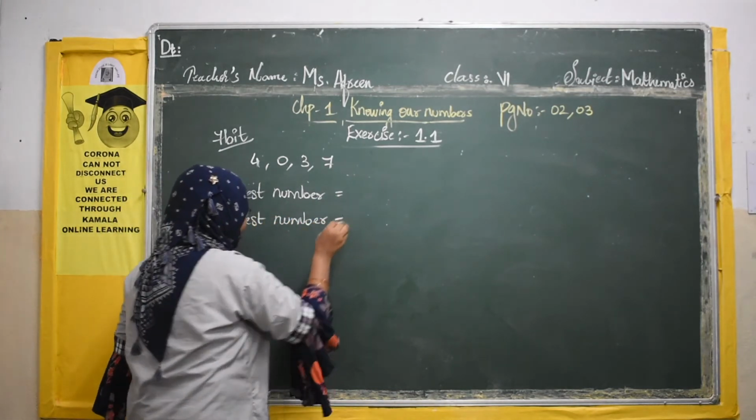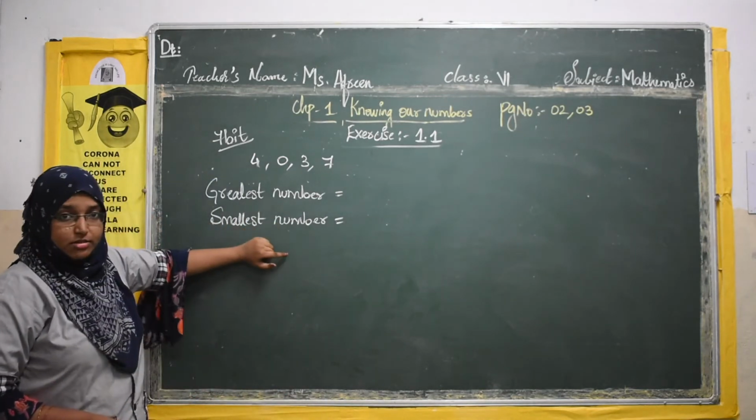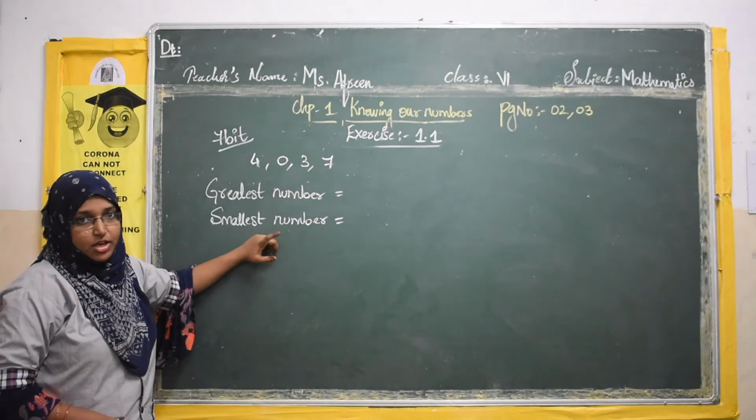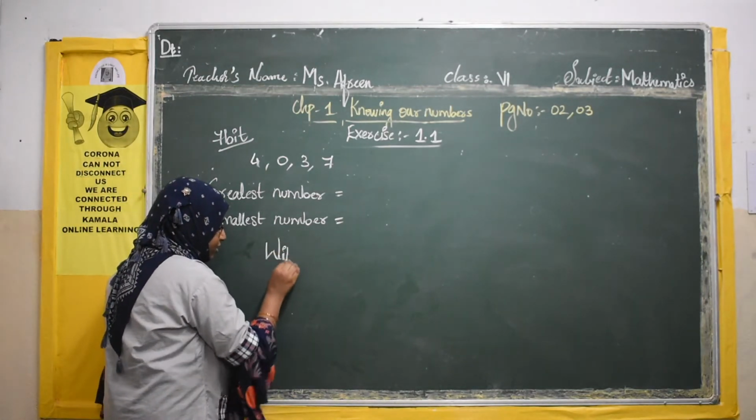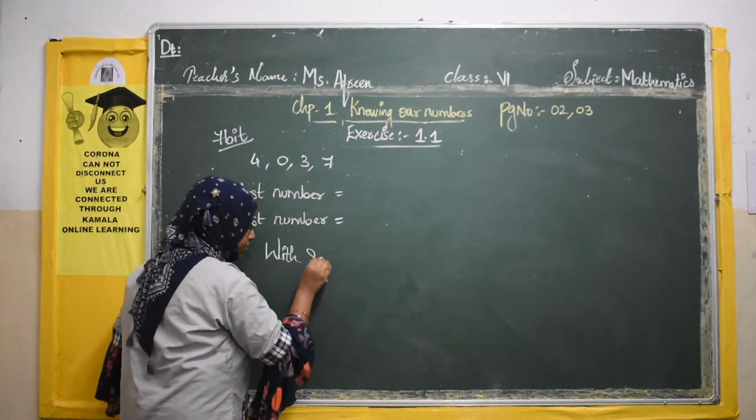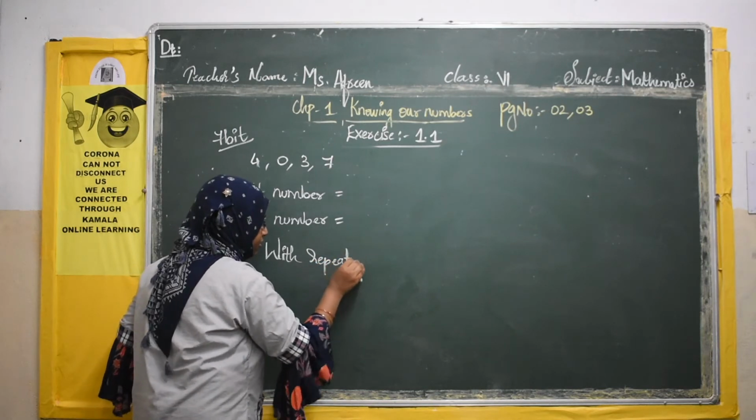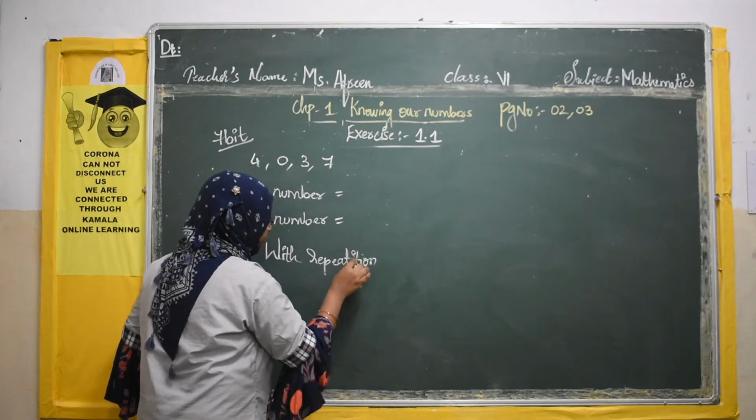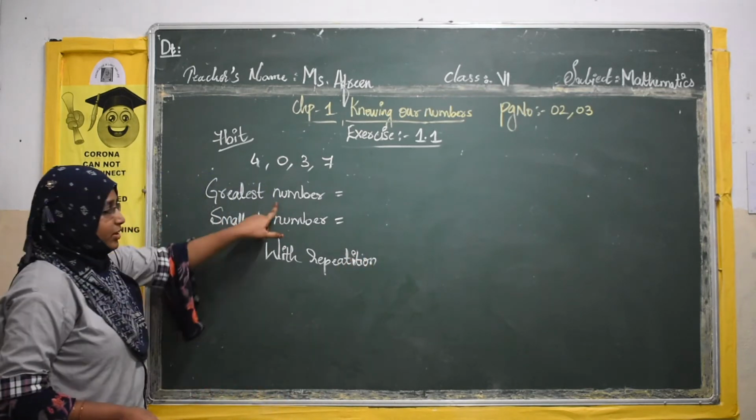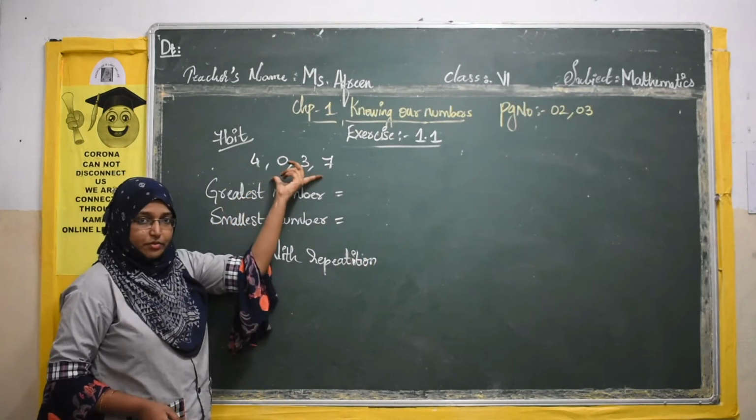Now, forming the greatest and smallest number, this is without repetition. If they want, they will give you form numbers with repetition. That is a different case. Okay, this is without repetition. Now they have given randomly 4 digits.